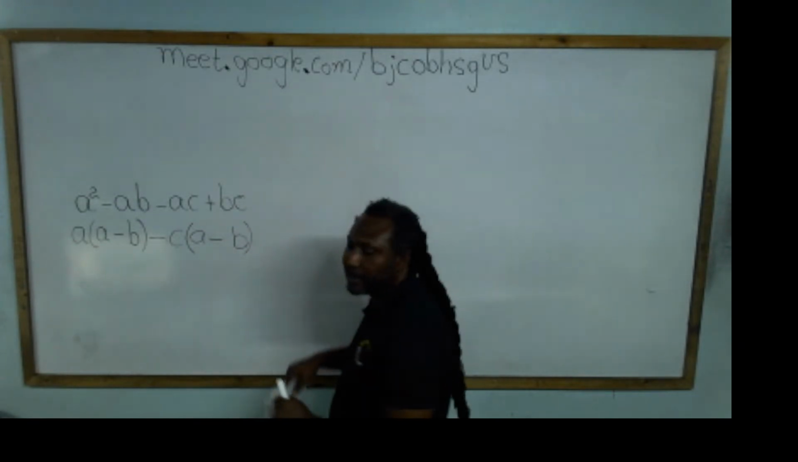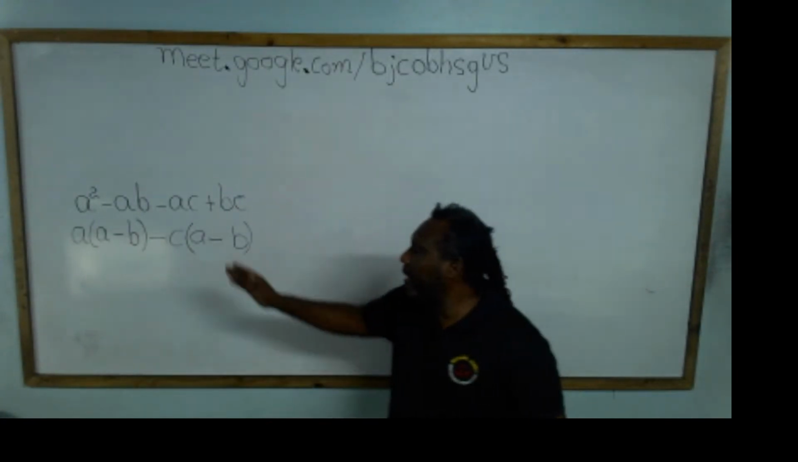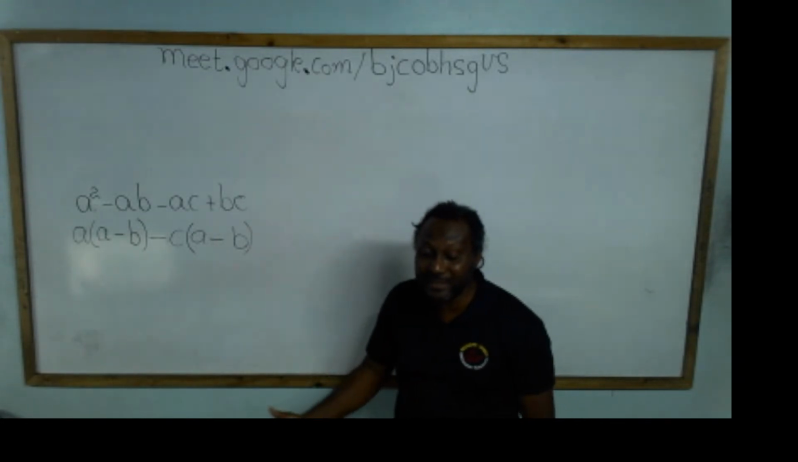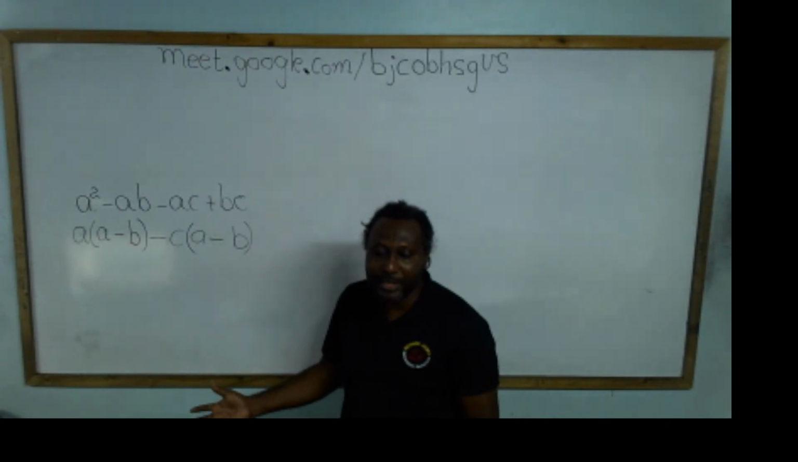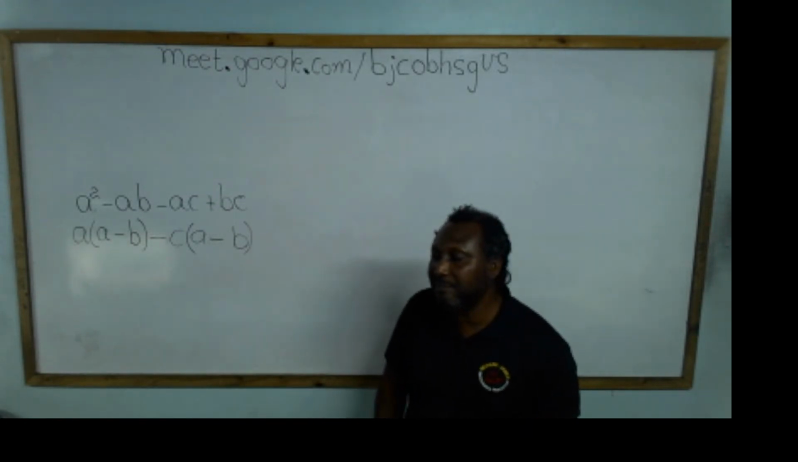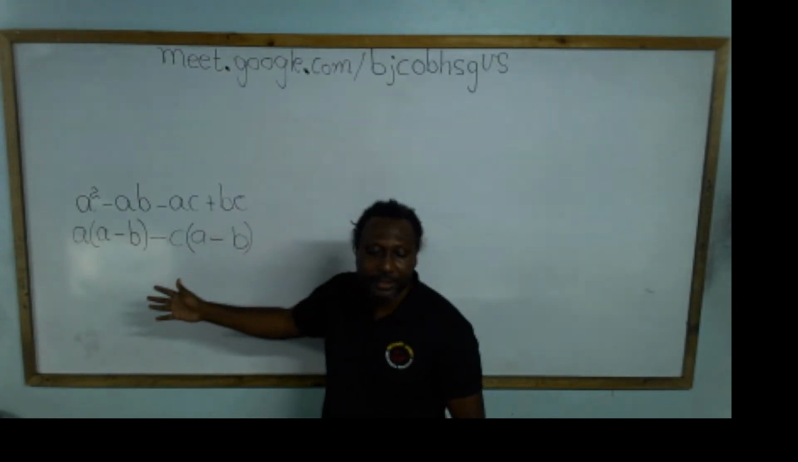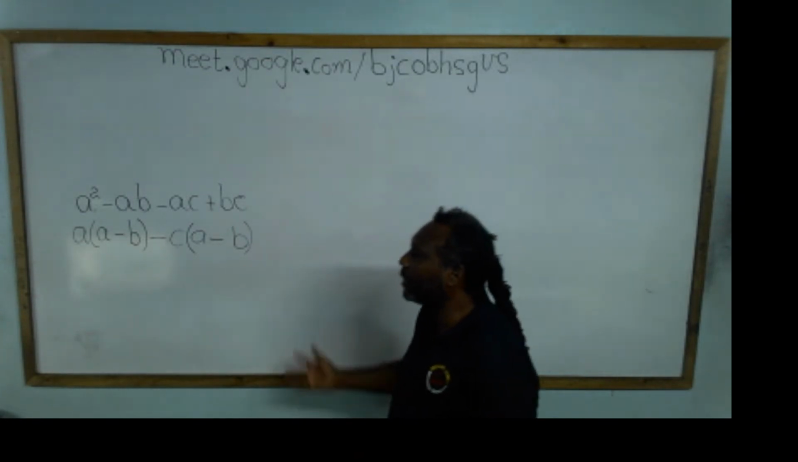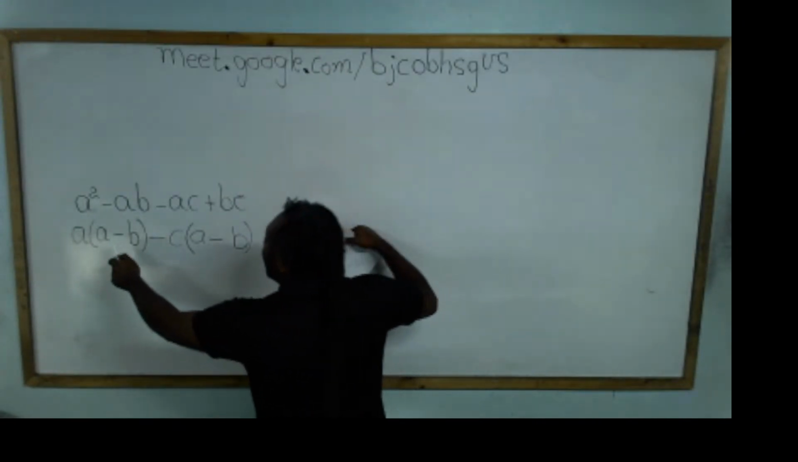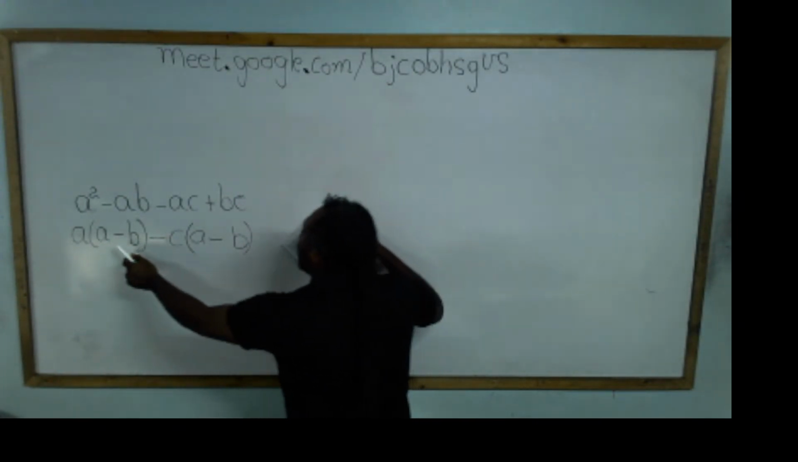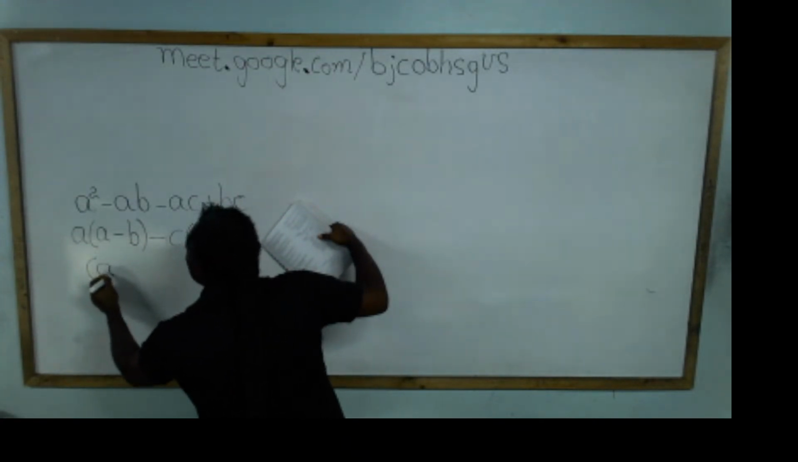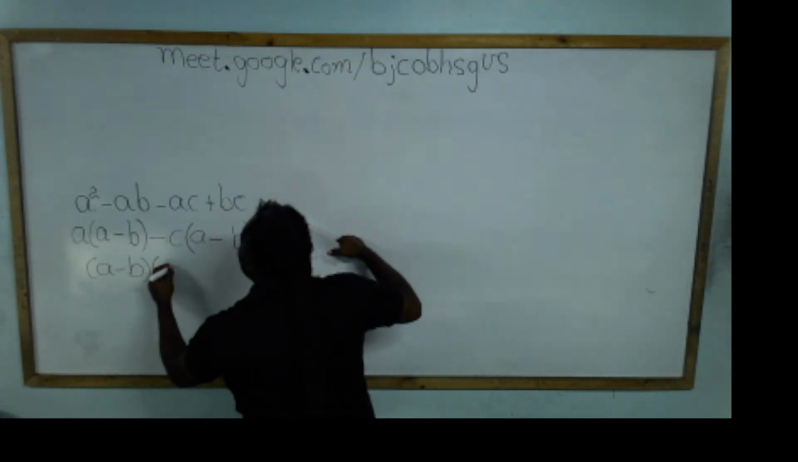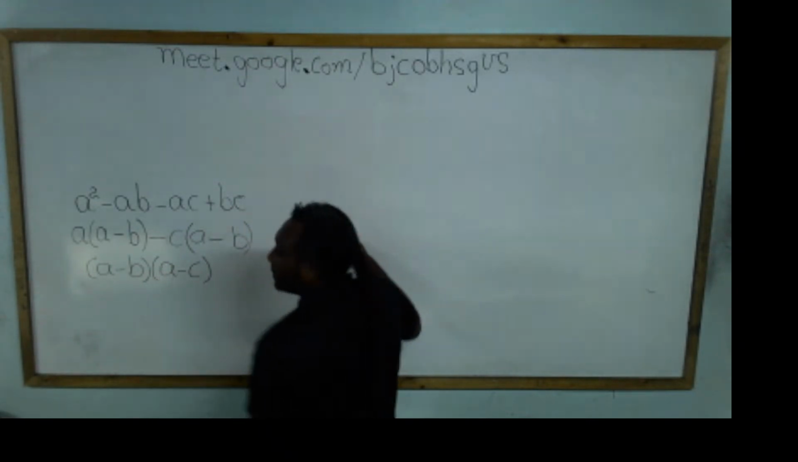Now students, if we are factorizing by grouping, the contents of both brackets must be the same, but we should not force them to be the same. They have to be the same by following the correct procedure, by us doing the right thing. And when we are through, we see that we have a common factor of a minus b. So a minus b is our common factor, and the other factor is a minus c.